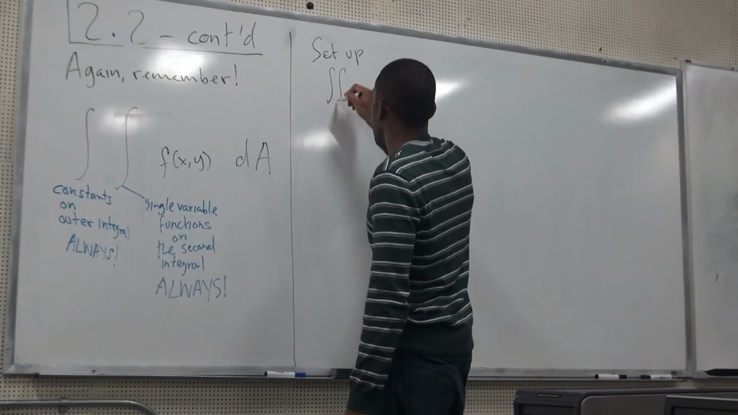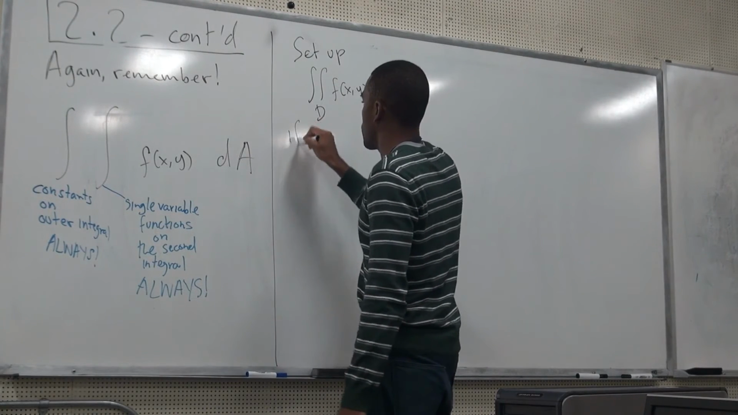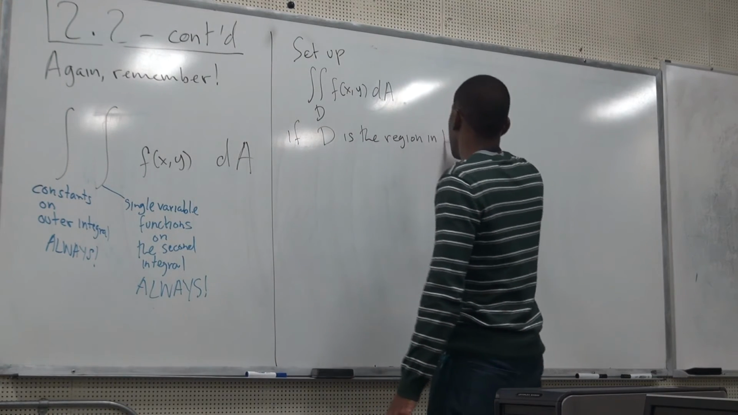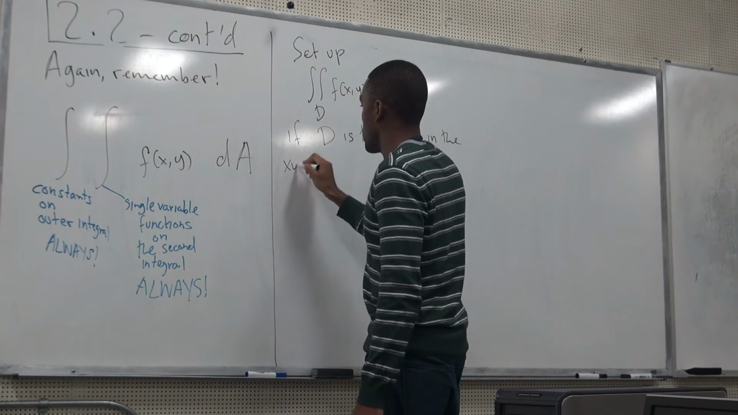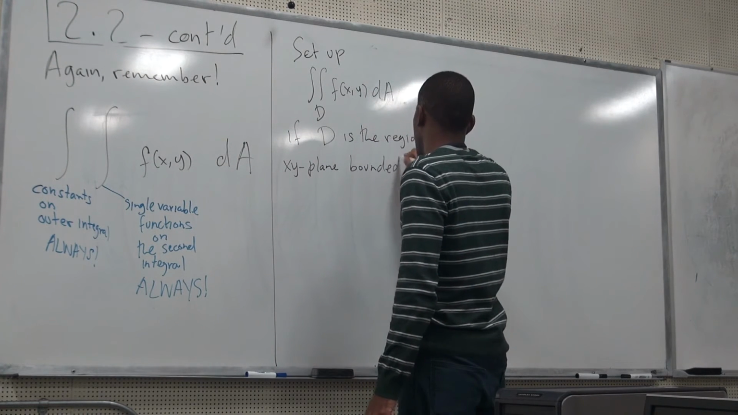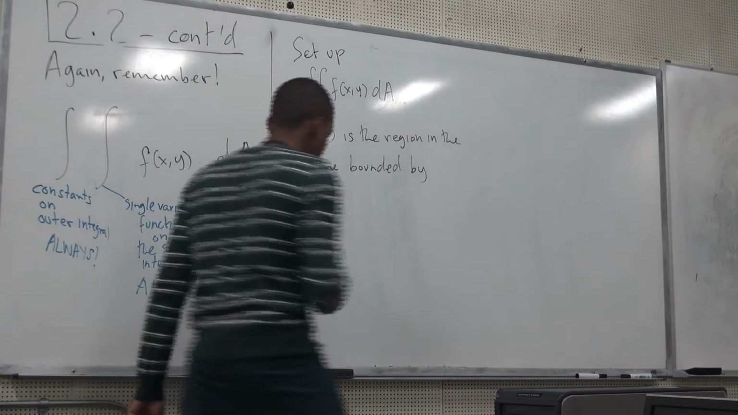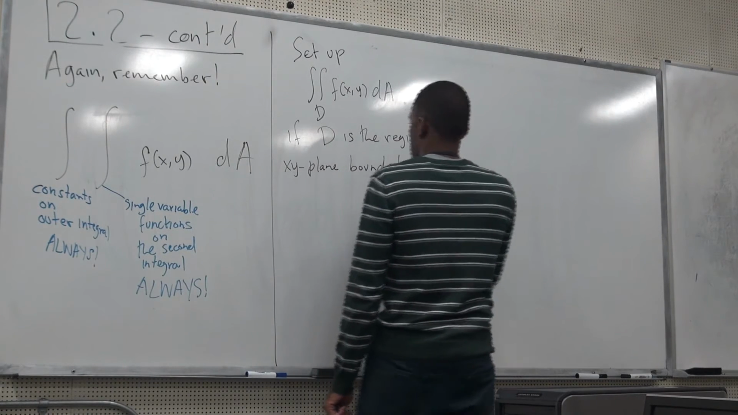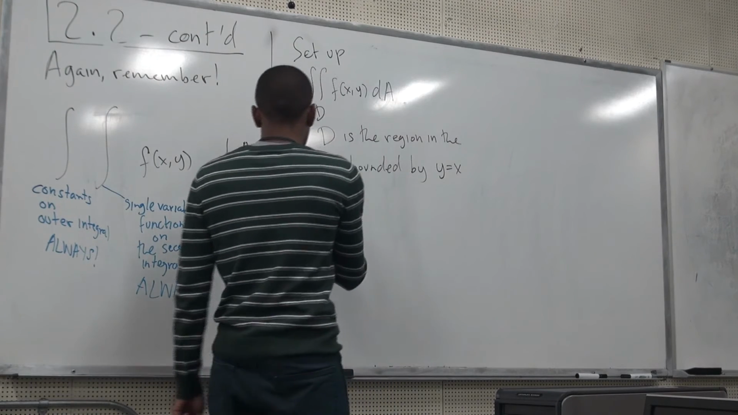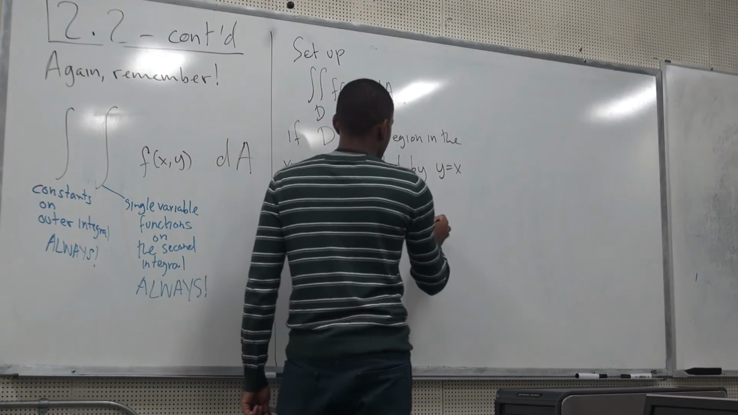Set up the double integral over D of f of xy dA if D is the region in the xy plane bounded by y equals x and y equals x squared. Set up as dx dy and dy dx.